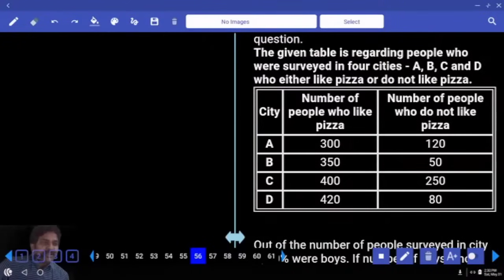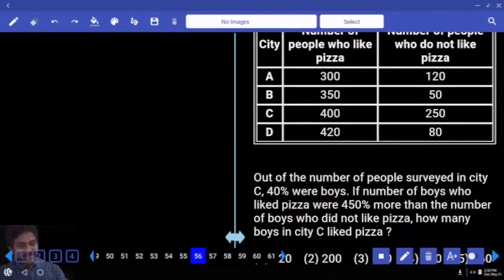The given table is regarding people who were surveyed in 4 cities ABCD. People who like pizza or do not like pizza. Number of people who like pizza, number of people who do not like pizza. Direct data is there. You want me to discuss? Sure. Can I skip?